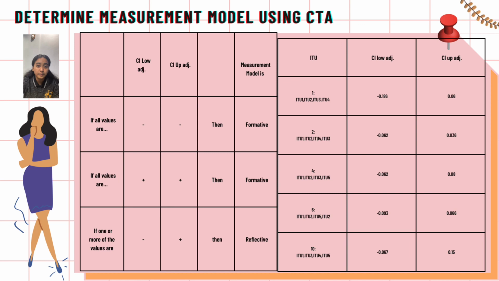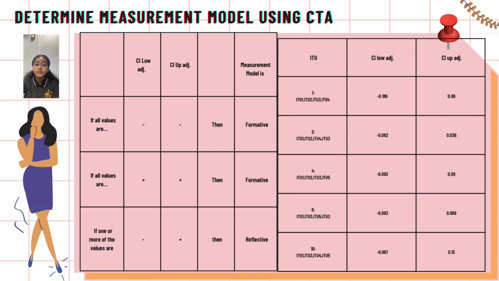Next, to determine the measurement model using CTA, we have to see the CI low edges and CI up edges. If all values are negative for CI low edges and CI up edges, or if all values are positive for CI low edges and CI up edges, then the measurement model is formative. If one or more of the values for CI low edges show negative, while CI up edges show positive, the measurement model is reflective.